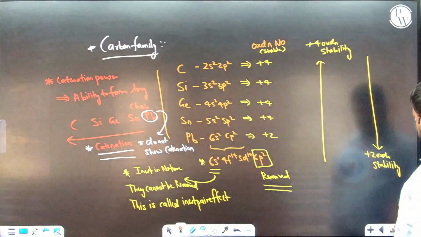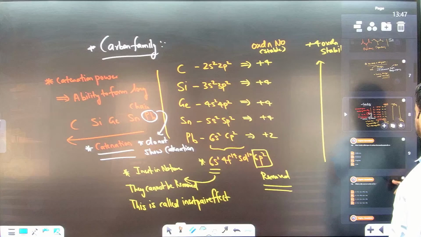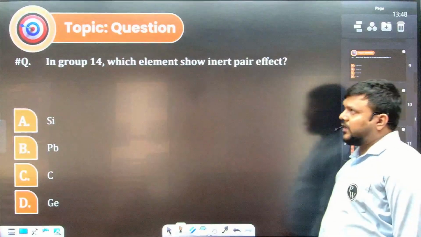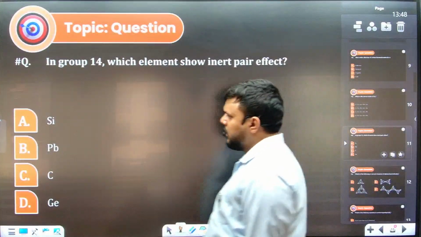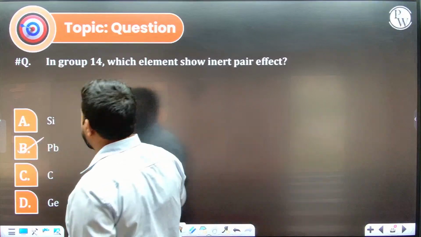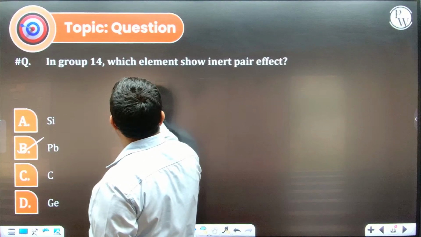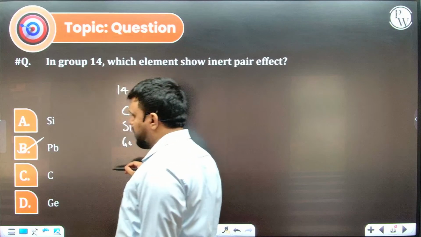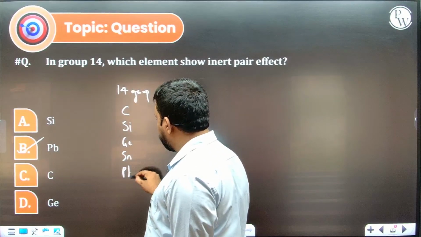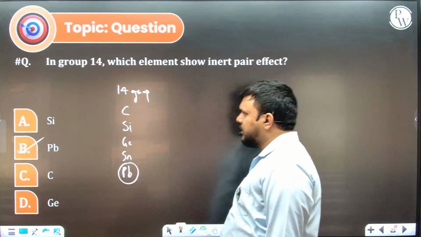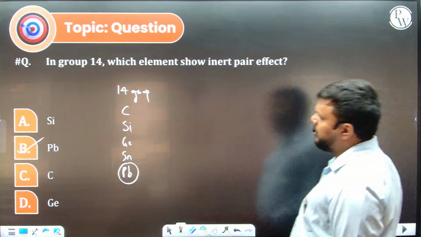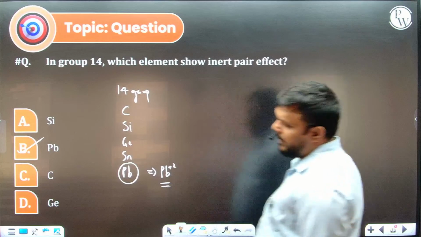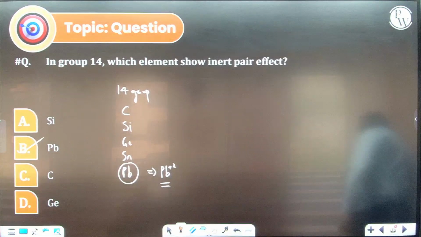Let us see. They are asking in group 14 which element shows the inert pair effect. So we already know it will be lead. In group 14 we have the carbon family: carbon, silicon, germanium, Sn, Pb lead, and this Pb will have the inert pair effect. Because of this Pb exists mostly as Pb +2. Okay, next question.